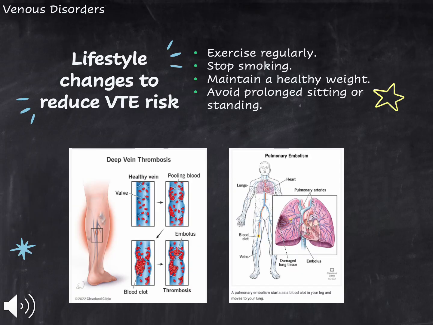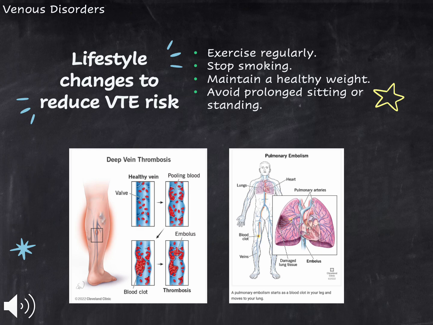Now let's look at how lifestyle changes can significantly reduce the risk of venous thromboembolism, or VTE, which includes deep vein thrombosis and pulmonary embolism. Many of the risk factors for VTE are modifiable, meaning patients can take real steps to prevent it. First, encourage regular exercise. Even simple daily walking or leg stretches keeps blood moving and prevents venous stasis. Patients who sit or stand for long hours should get up or flex their ankles every hour.